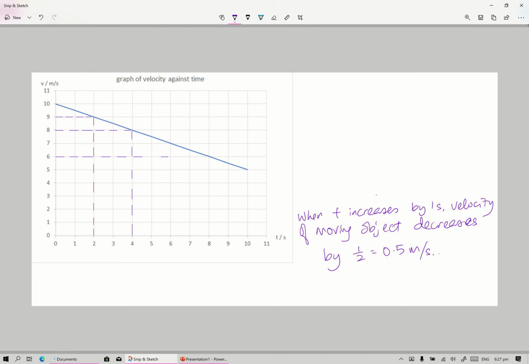Okay, for this video, I'm going to show you how to calculate the acceleration using the gradient of a velocity time graph.